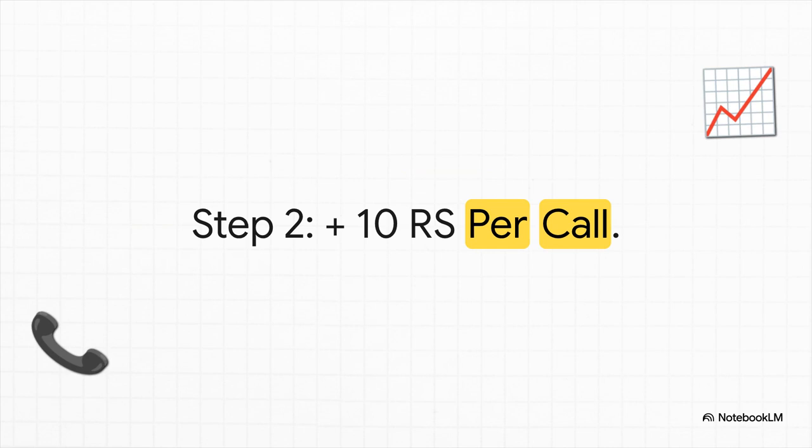Now you actually start doing business and you pick up the phone. For every call you make, the company charges you an additional 10 rupees. This is the variable component. Your activity level, which is the number of calls, is directly driving this portion of the cost up.